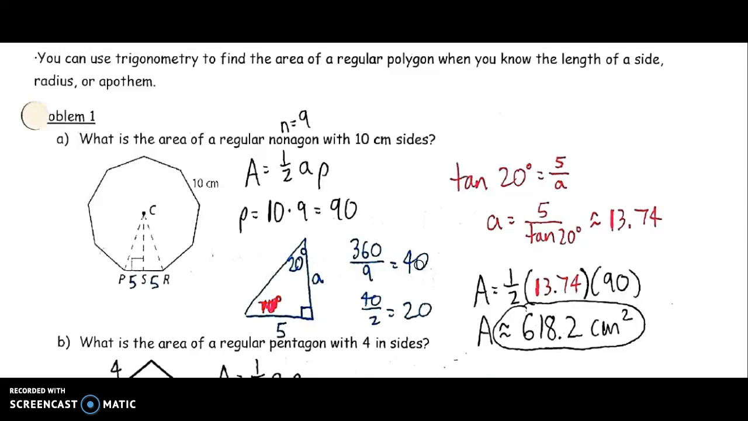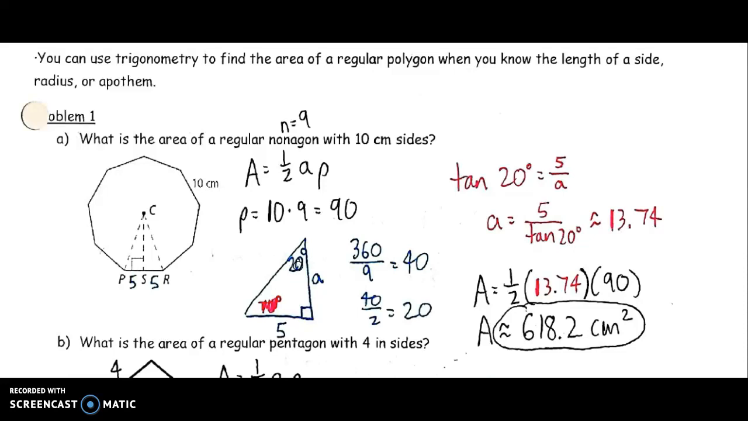But just like in that last section, we have to cut that central angle in half to make that right triangle. So 40 divided by 2 means that 20 degrees is going to be at the top of one of those right triangles. We do know one of the sides of the triangle. It's going to be 5, because the side length of the nonagon is 10, and I'm breaking that side in half. So all I have to do to find the apothem is take the tangent of 20 degrees.